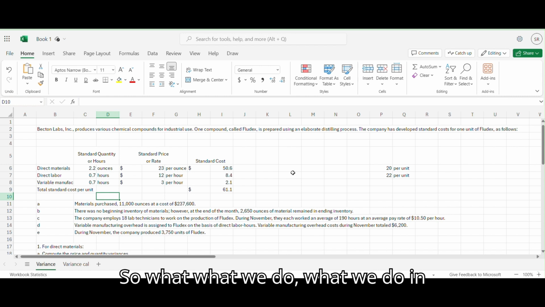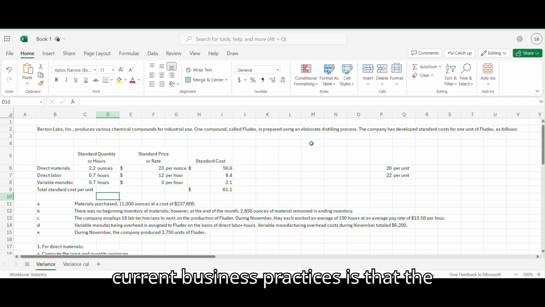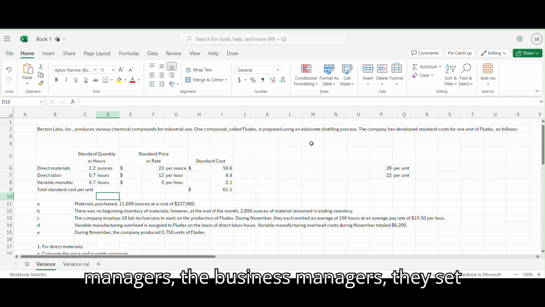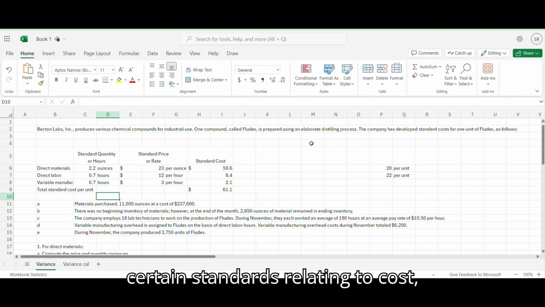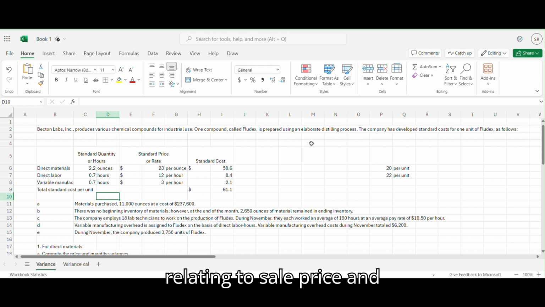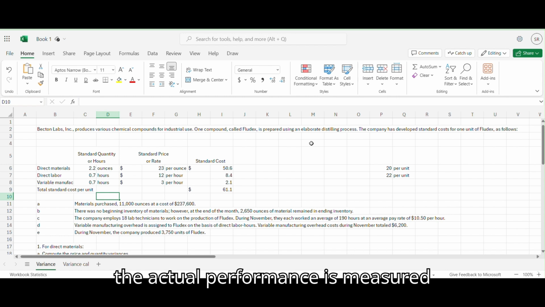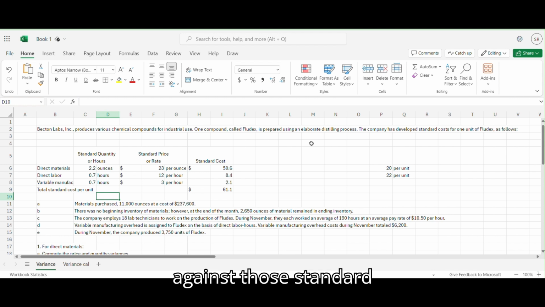So what we do in current business practices is that the business managers set certain standards relating to cost, relating to sale price, and the actual performance is measured against those standards, and any difference is then analyzed and studied as a part of standard costing variance analysis.